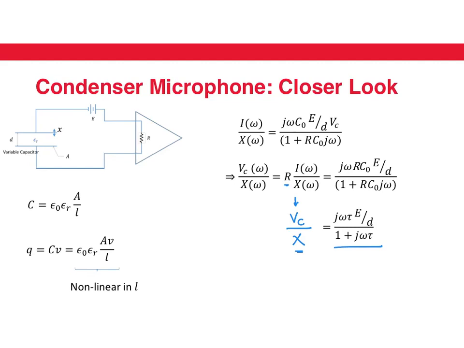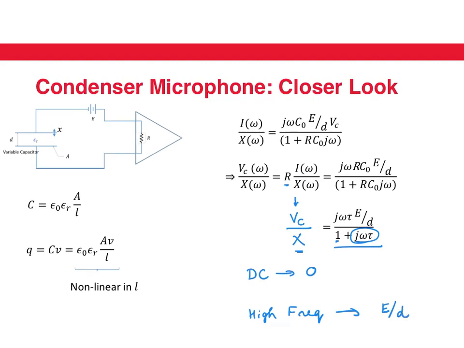So let's say omega is 0, that is, it's zero frequency, or you have DC pressure applied on the condenser microphone. What is the output of the condenser microphone going to be? It's going to be essentially 0. So for DC, you're going to have a 0 output. What about very, very high frequencies? For high frequencies, this term is going to become much larger than 1, and therefore j omega tau and j omega tau cancel, and you have a constant gain of E over D.